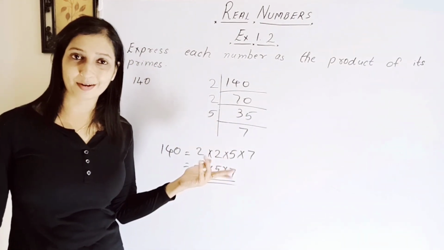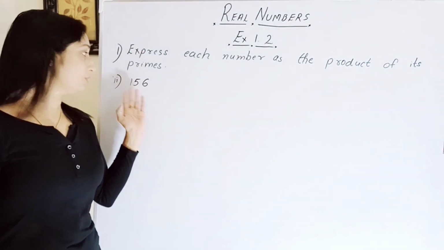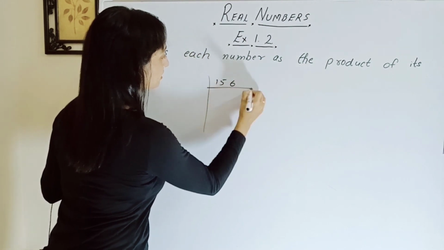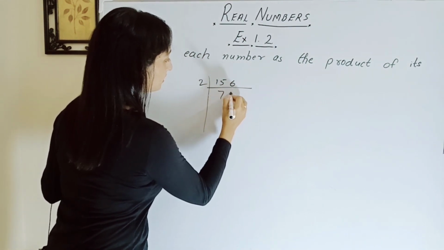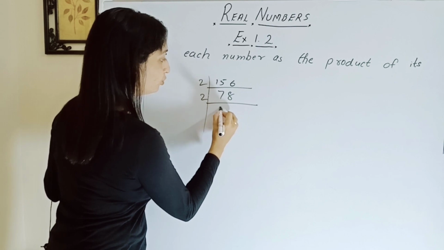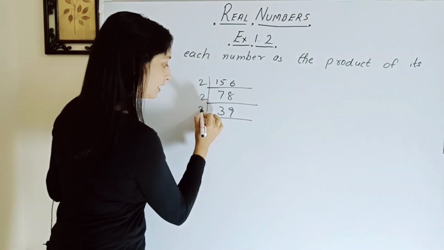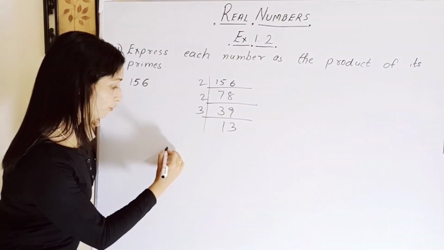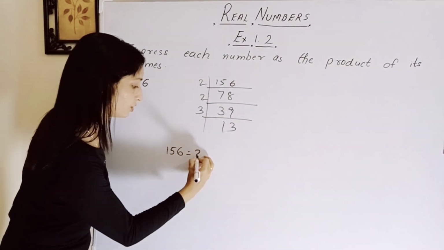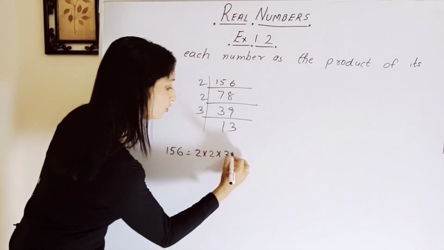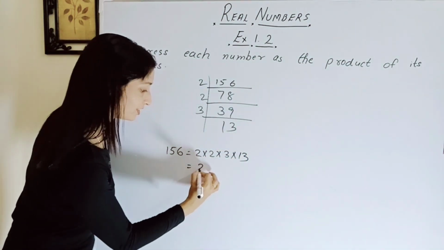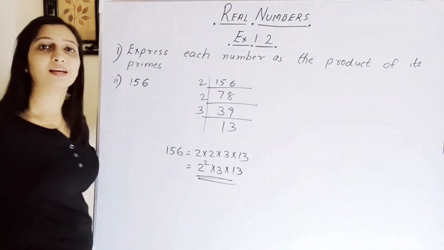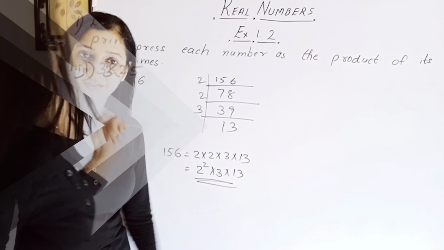Let's move on to the second question, which is 156. Now we are going to prime factorize 156. By 2 it goes 78. Again by 2 it goes 39. Then by 3 it goes 13. So what are the prime factors of 156? 156 is equal to 2 into 2 into 3 into 13, which can be written as 2 square into 3 into 13.